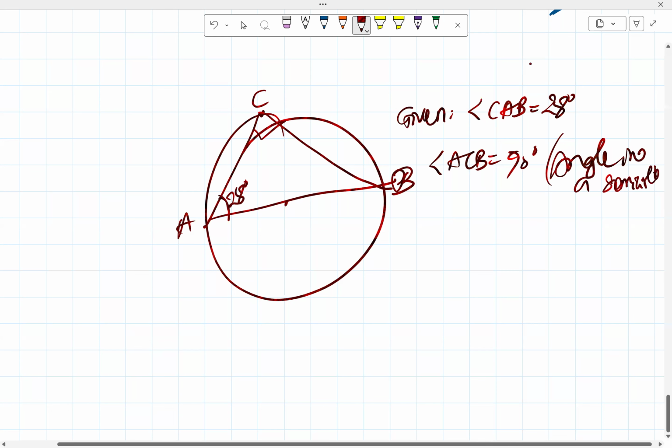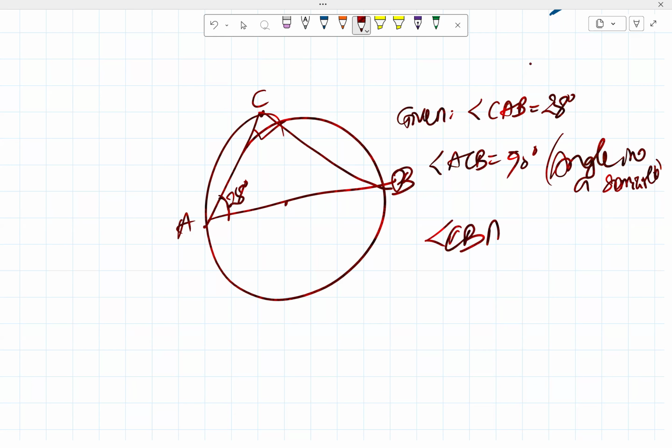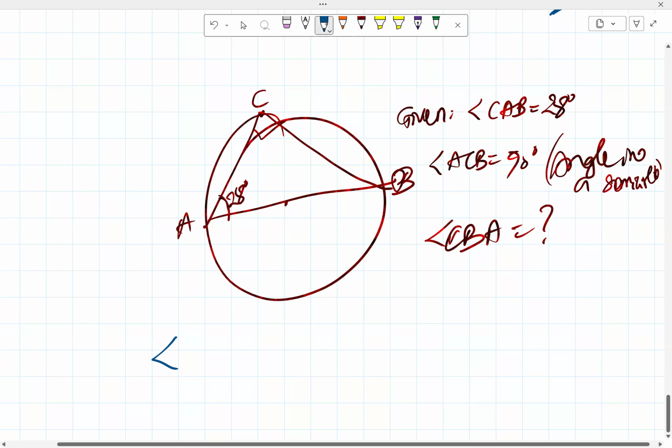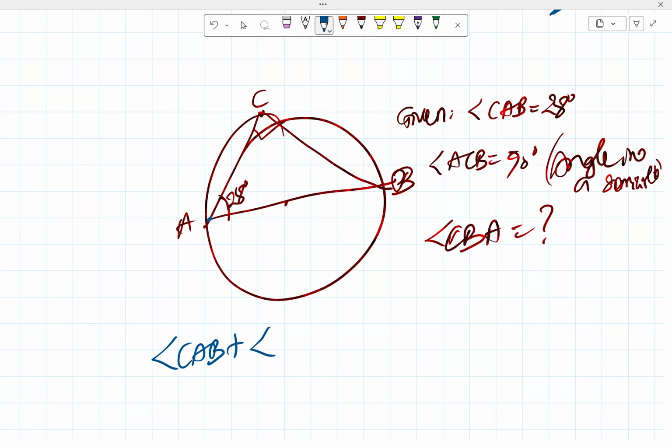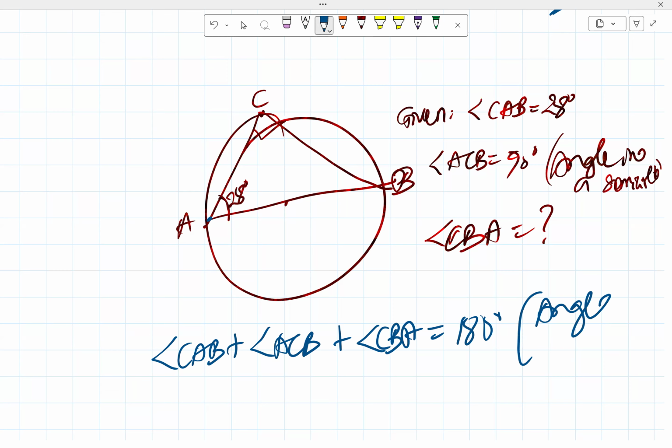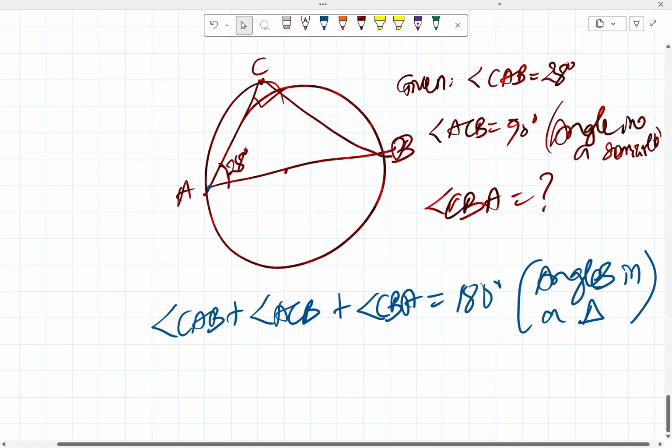Okay. So with that in place, we now need to look for angle CBA. Angle CBA is what we don't know now. So based on all we have learned so far, we know that angle CAB plus angle ACB plus angle CBA should be equal to 180 degrees. That's the sum of angles in a triangle. That's one of the facts we learned before we got here.